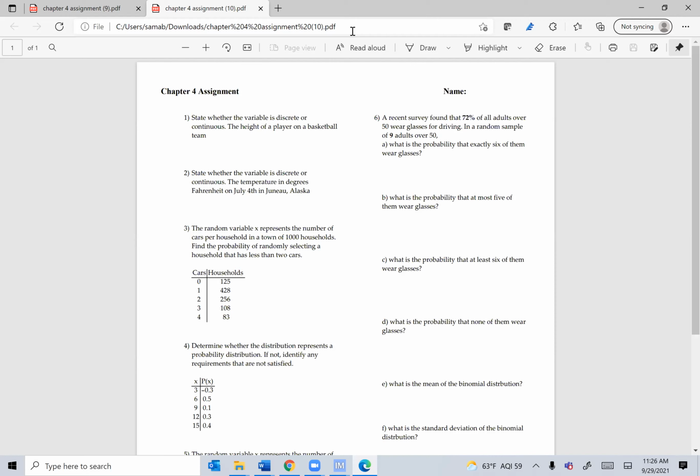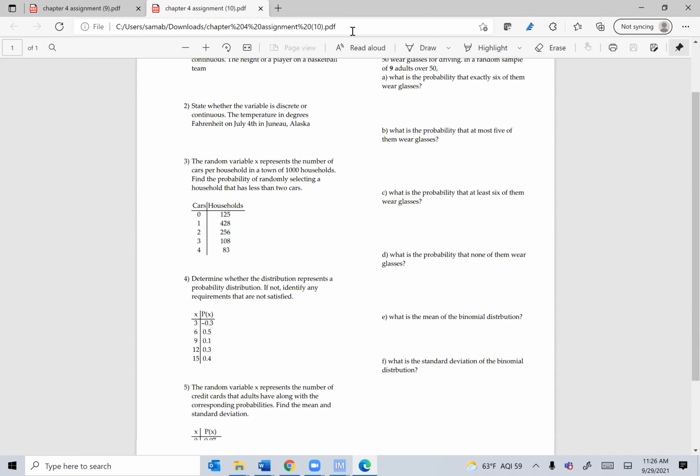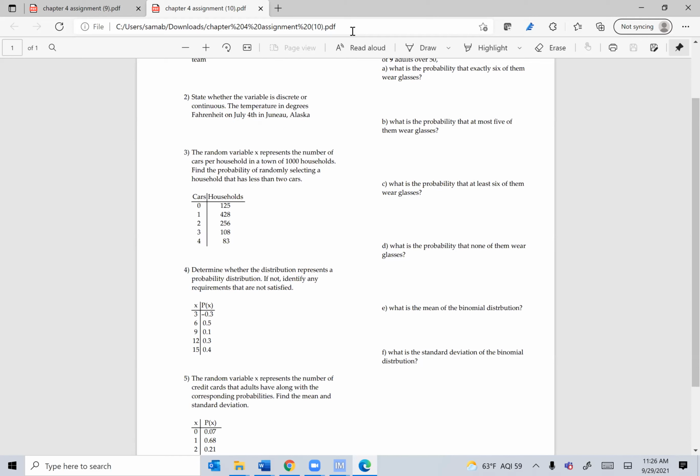State whether the variable is discrete or continuous. So that should be 1, 2 here. The random variable X represents the number of cars per household in a town of 1,000. What's the probability of randomly selecting a household that has less than 2 cars? Less than 2 cars, guys, means 0 or 1. So you will find the probability of getting a 0, which is going to be the number of households divided by the total. And then you find the probability of 1, and then you add them up.